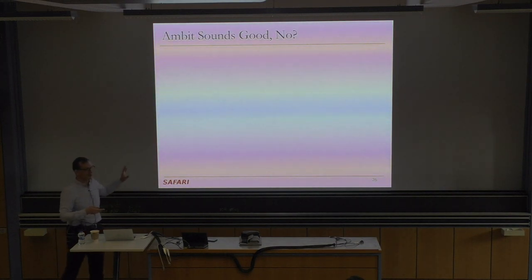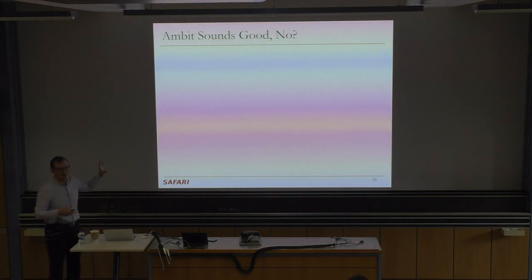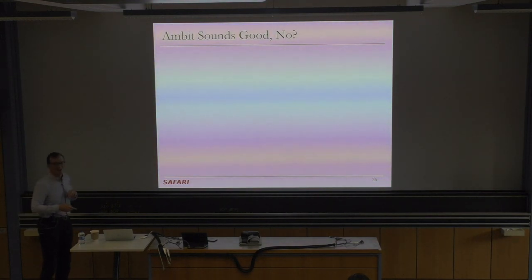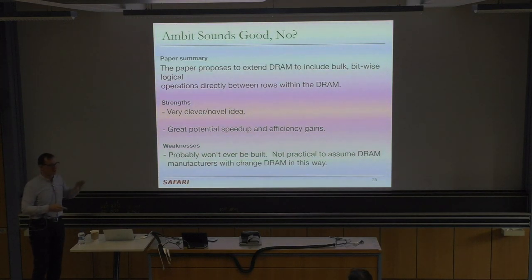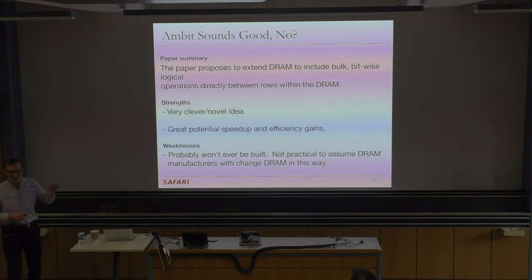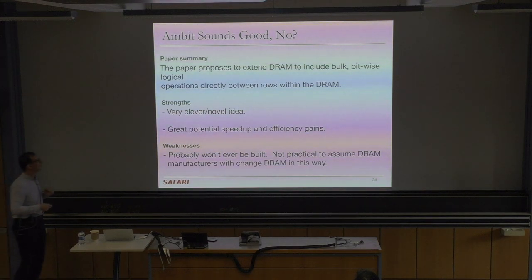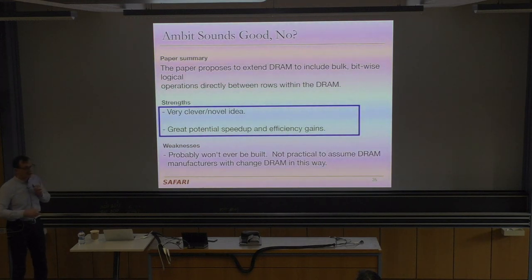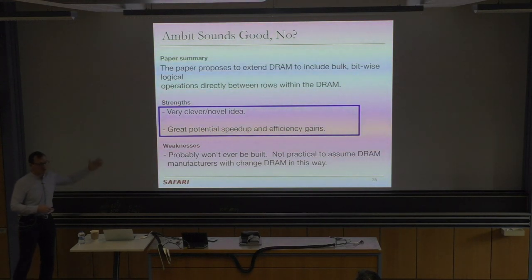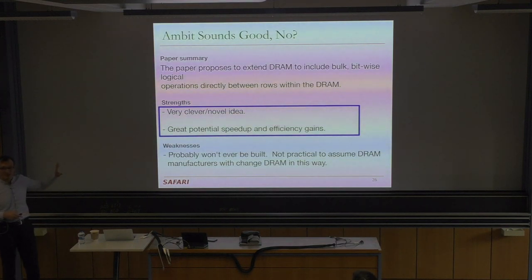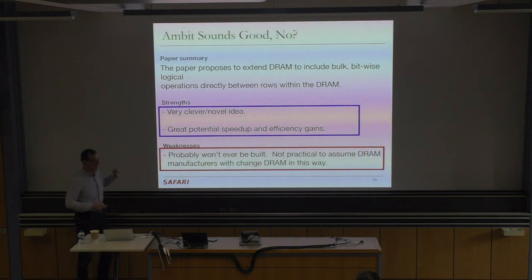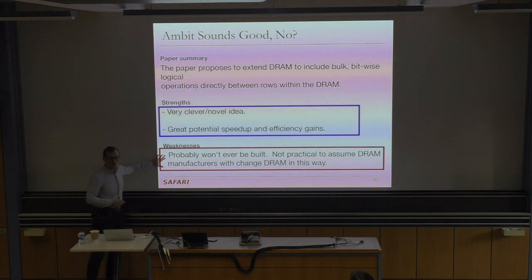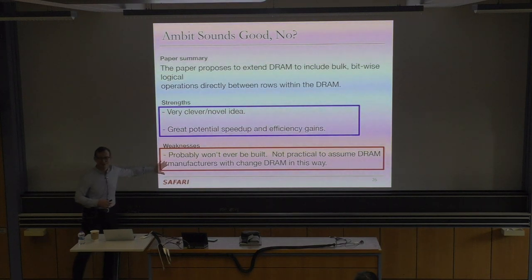And clearly some of the reviewers, so when you submit a scientific paper, you get reviews from people who are supposed to be experts. And sometimes you get reviews that look like this. So I'm going to show you some examples. If you're doing research, you may actually see some of this in your own research. It happens. But basically, the reviewer actually liked the idea a lot. As you can see, the review is very positive. I'm not showing every review. But the reviewer rejects the paper in the end. And the reasoning is here, basically. Probably won't ever be built. Not practical to assume manufacturers will change DRAM this way.